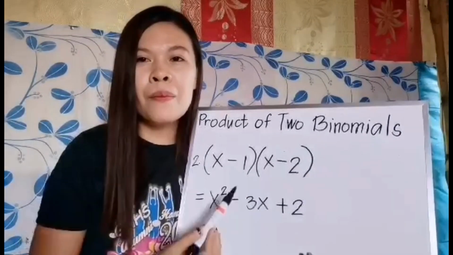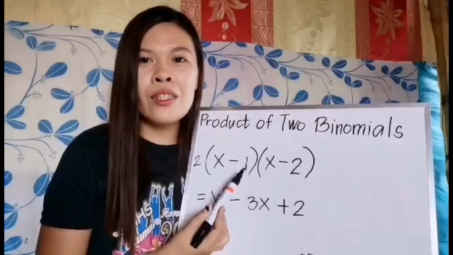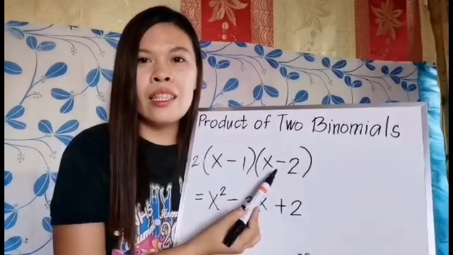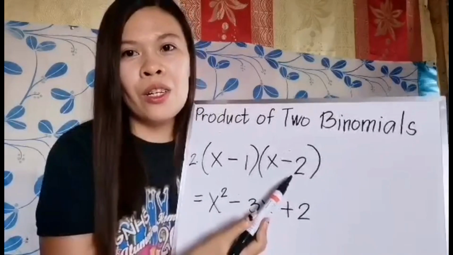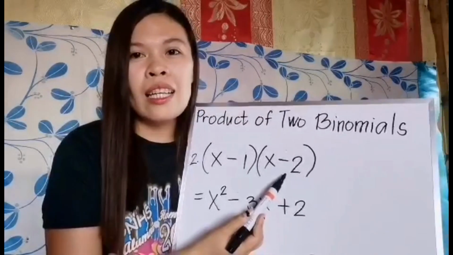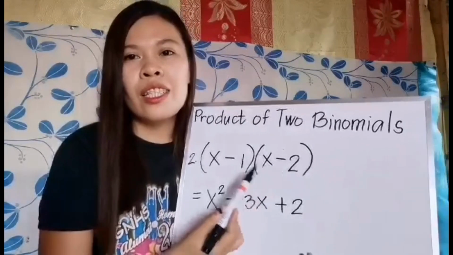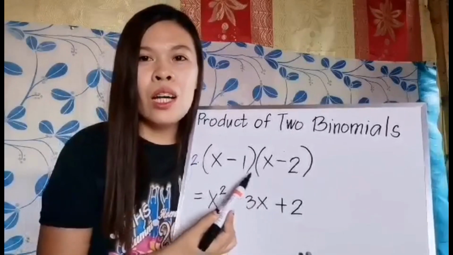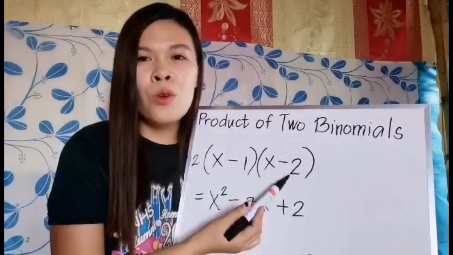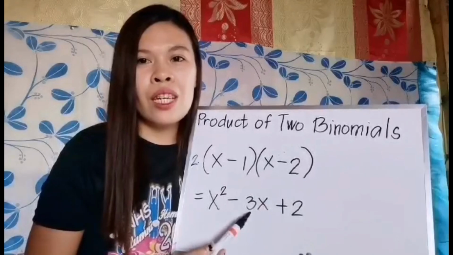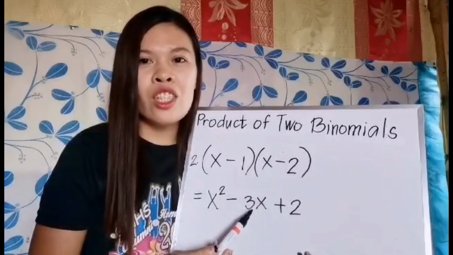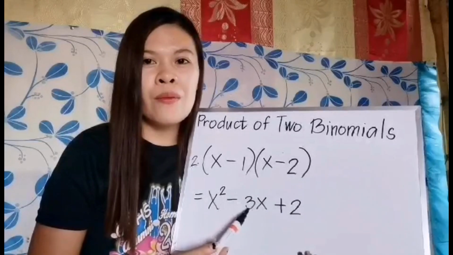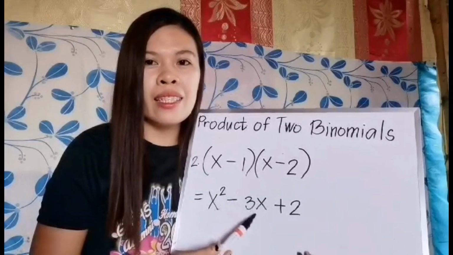Next step for me, I have to consider the second terms, that is negative 1 and negative 2. This is the time now that we're going to apply your learnings on adding integers. So I have to add negative 1 plus negative 2, that is equal to negative 3. And since the common variable here is x, I have to attach x. That is why for the second term, I have negative 3x.